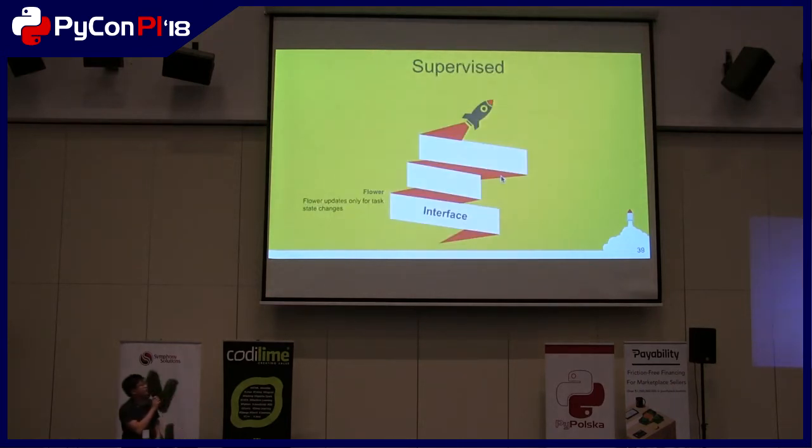Okay, so for the supervision part, there are a few suggestions about the system. The first one is Flower, a tool to visualize Celery tasks. It is open source, but there's a caveat: Flower only updates its interface when a task is updated. So this is not good if your task is not updated but your worker actually died. You have to think about this one.